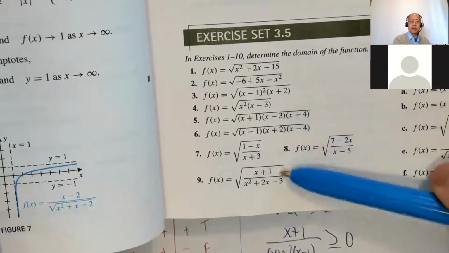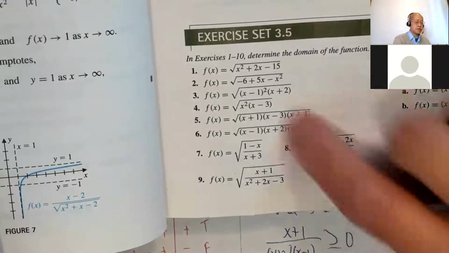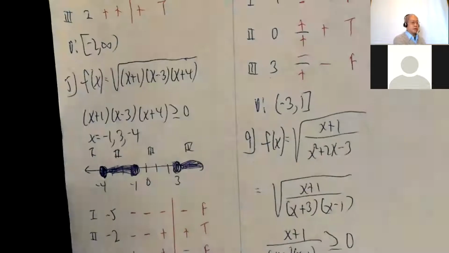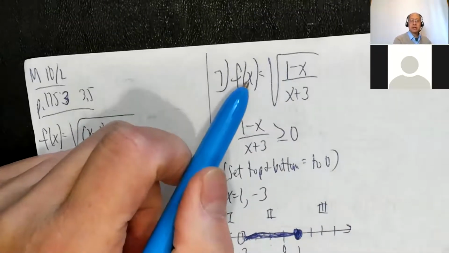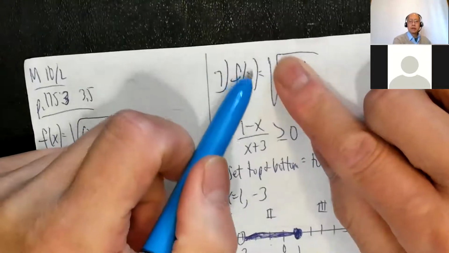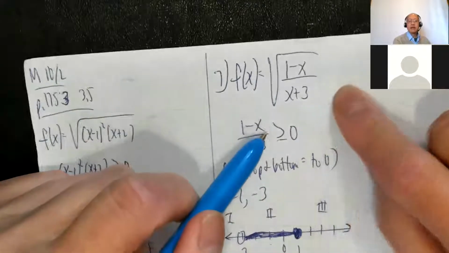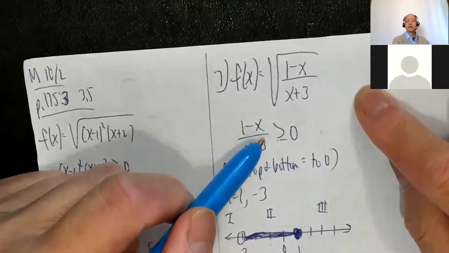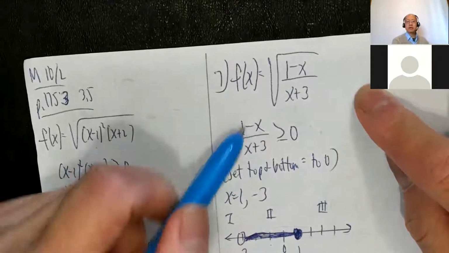Okay, I was going to show you 7 and 9 because they're quotients, something divided by something. But you still do the same thing. It's blah, blah, blah, greater than or equal to 0, right? So f of x equals whatever's behind my finger: 1 minus x over x plus 3, greater than or equal to 0. And you work it out in very similar fashion to the product ones.